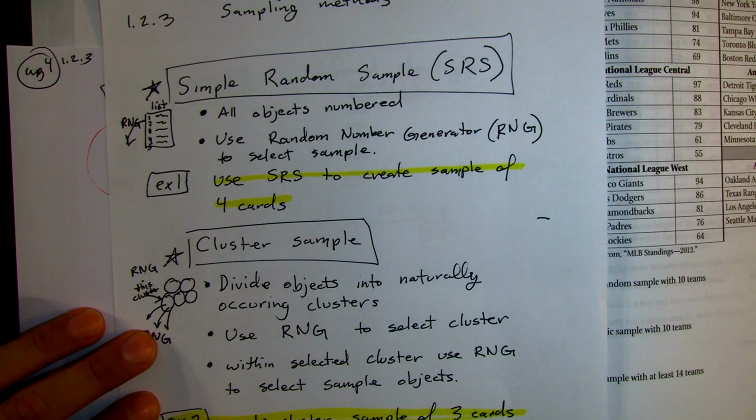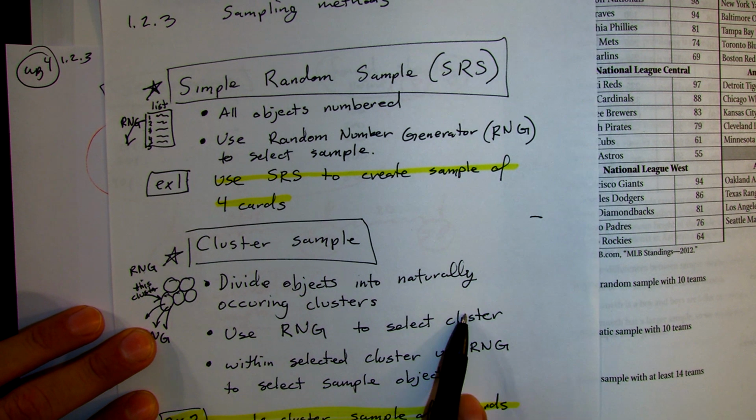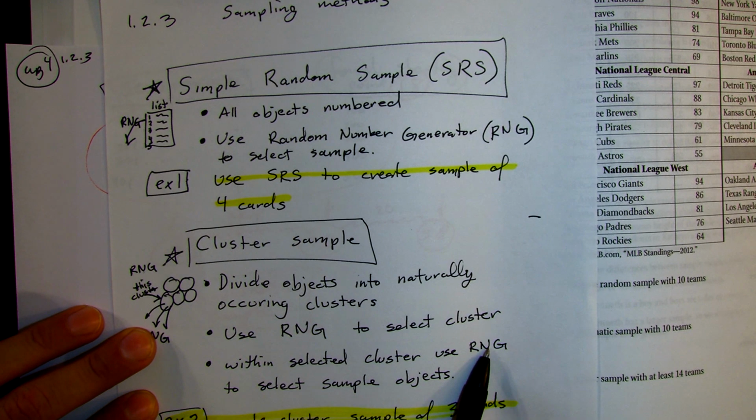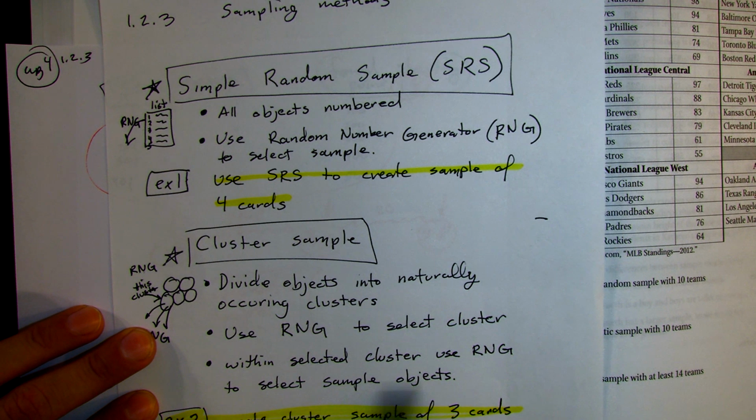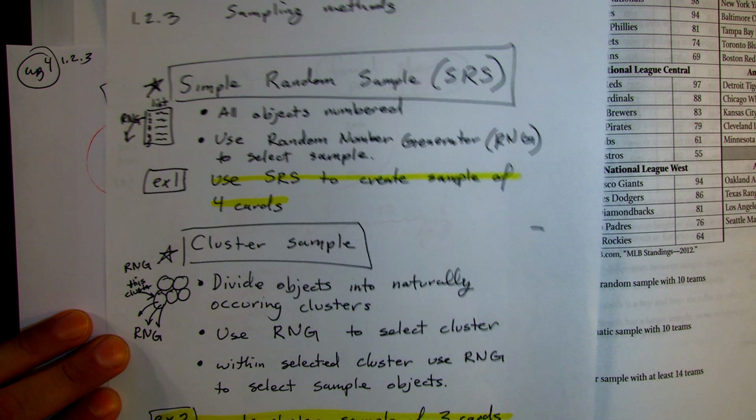Clusters, where we divide into naturally occurring groups. We use a random number generator to find the cluster we're going to look at, and then we use a random number generator to find the sampled objects within each cluster. Okay, so that is cluster.